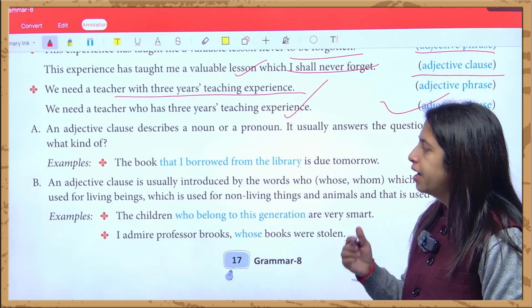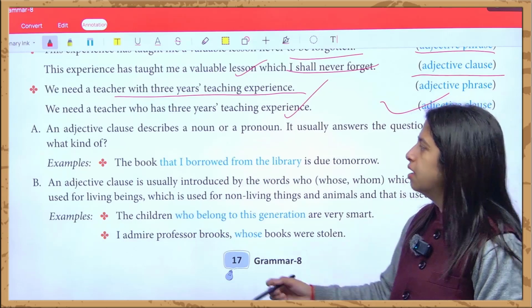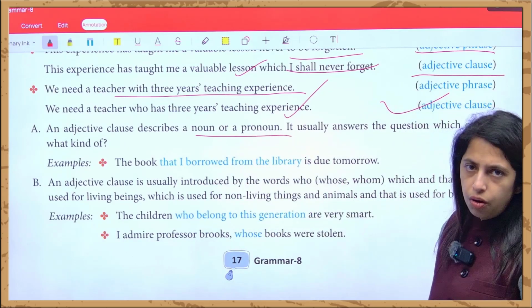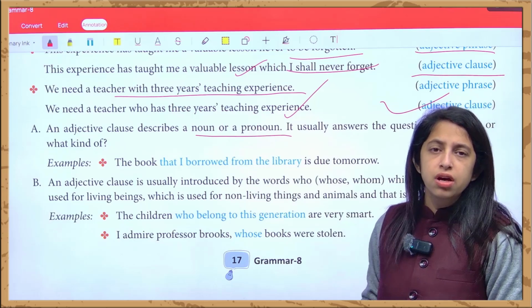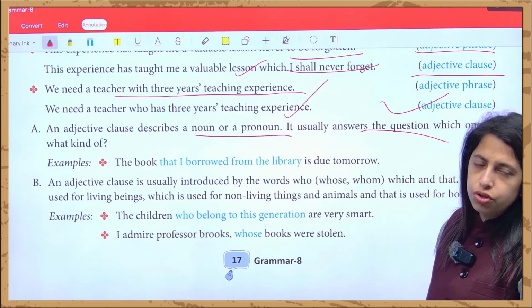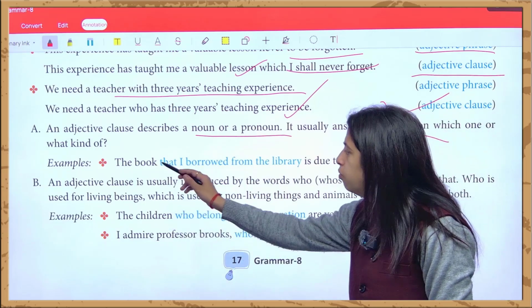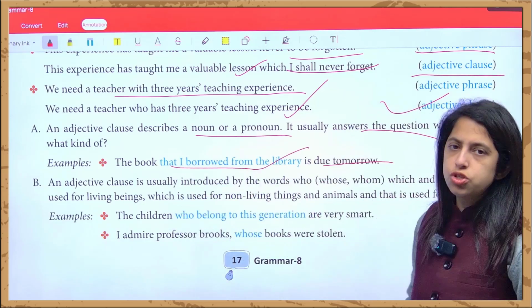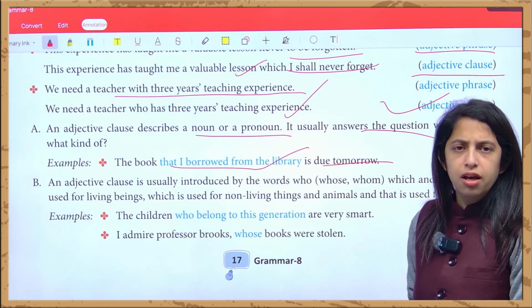Next, adjective clauses जो होते हैं, basically describe a noun and a pronoun, क्योंकि adjective tells the quality of a noun and a pronoun. It usually answers the question which or what kind. The book that I borrowed from the library, it is due कल के लिए, वो ड्यू है.